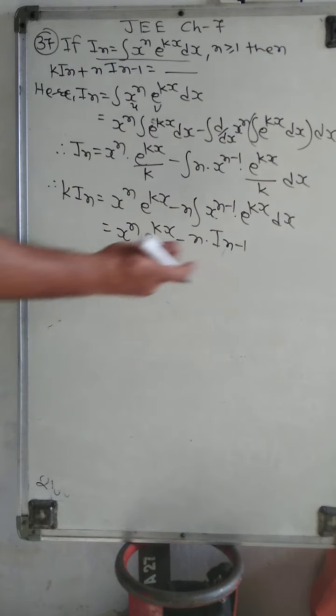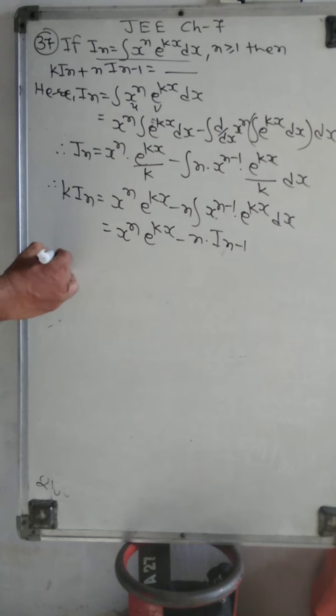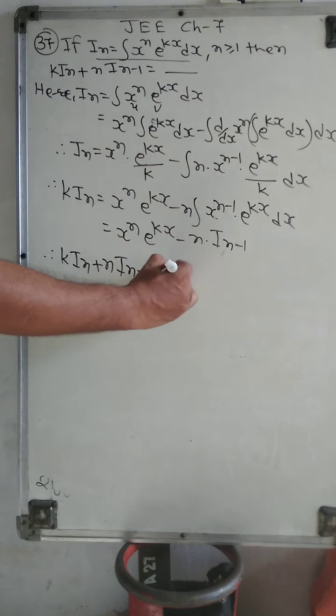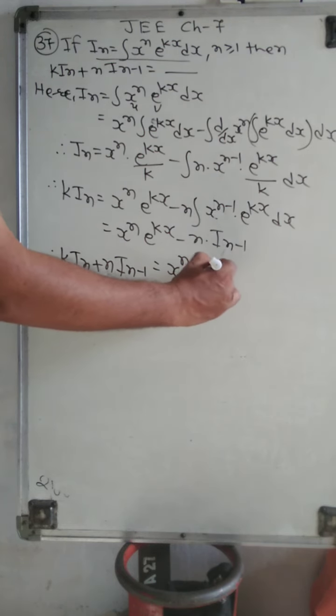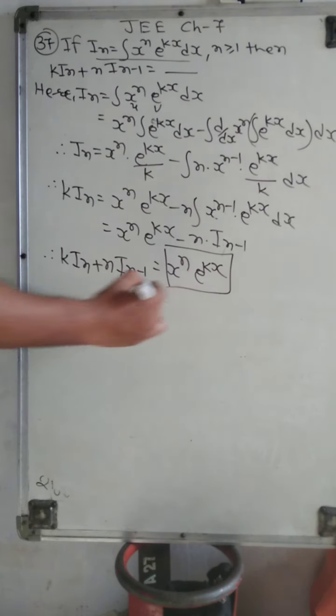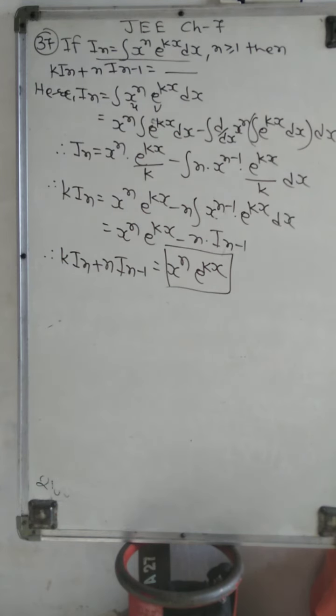Right? Now this I_(n minus 1) we are taking to one side, the left side. So k I_n plus n I_(n minus 1) is equal to x raised to n e raised to kx. So the value of this is x raised to n e raised to kx. Right? So this is our answer.